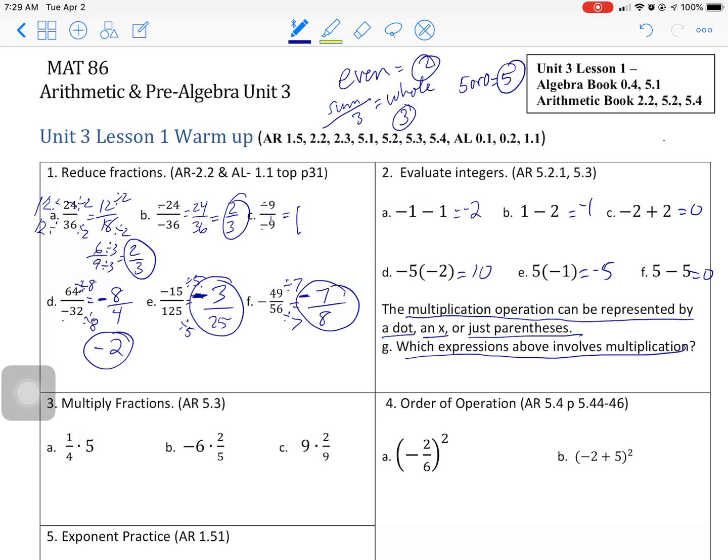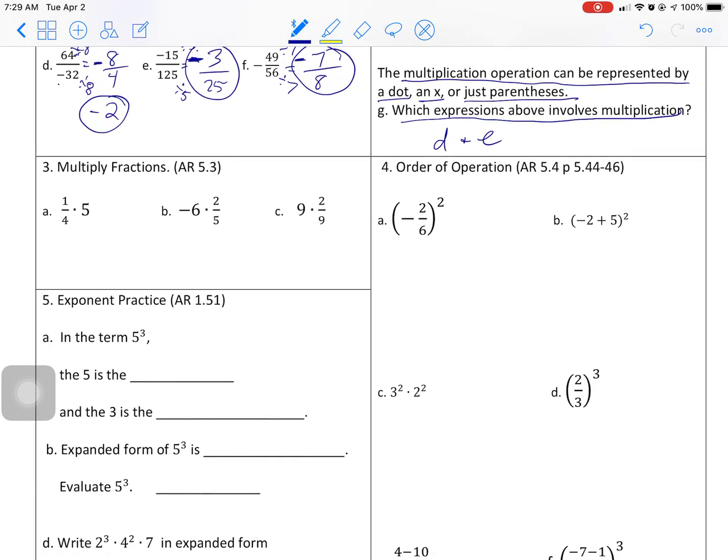All right, so multiplication is just what? D and E, okay? Multiplying fractions. Hopefully by now you're doing something like this. We multiply across the top. 5 times 1 is 5. 4 times 1 is 4. Don't need to reduce that.